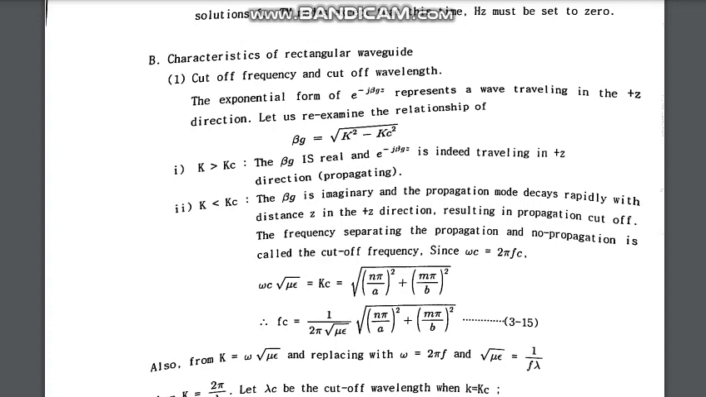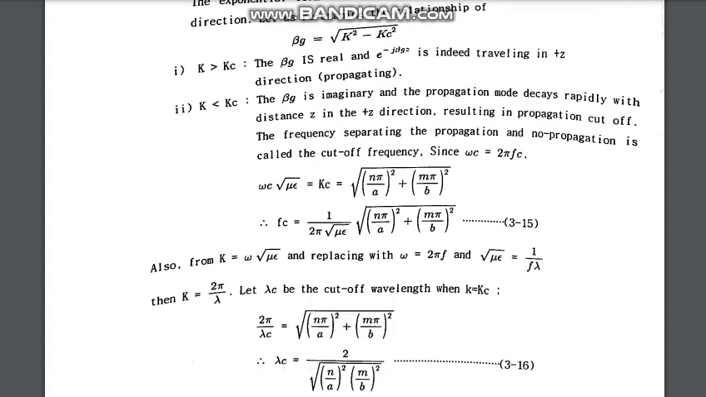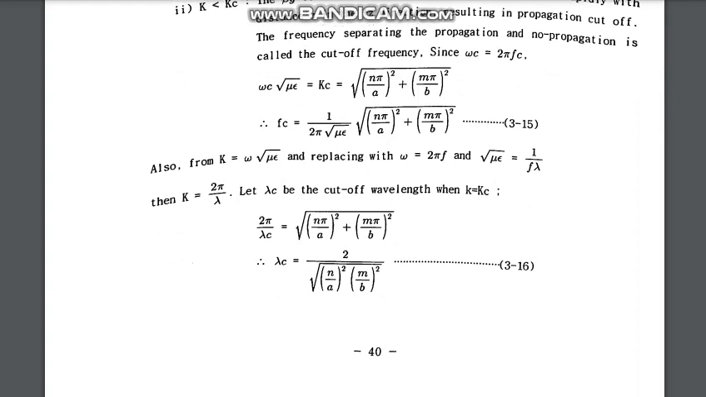If k is greater than kc, that is a real value and the wave is indeed traveling in the plus z direction. If it is less than kc, that's imaginary, and that means the propagation mode decays rapidly with distance z in the plus z direction. So after calculating in the long run, we will get this, that is the cutoff frequency equation.